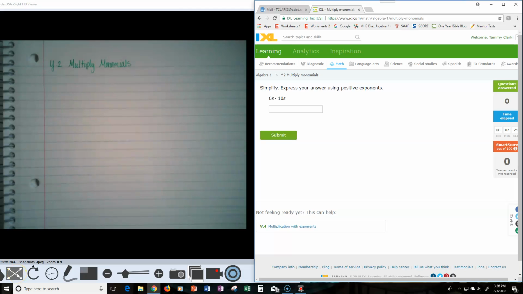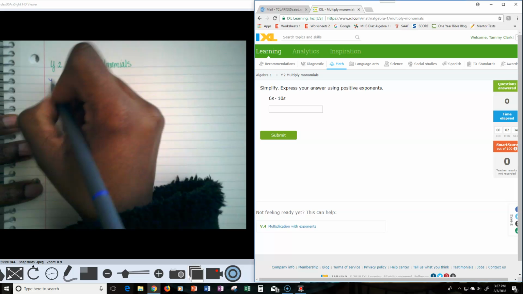Hello everyone, we're going to start looking at our IXLs for the upcoming weeks or so. We're now going to start talking about multiplying monomials. And if you remember, a monomial is just one term.